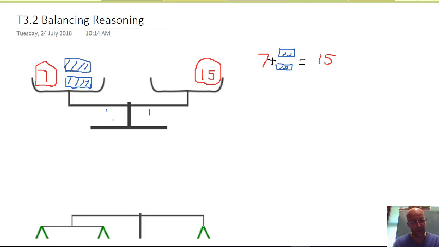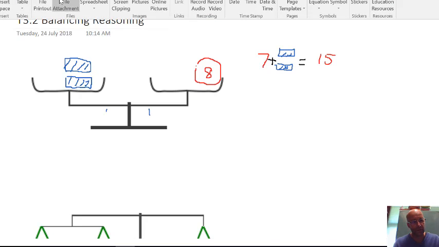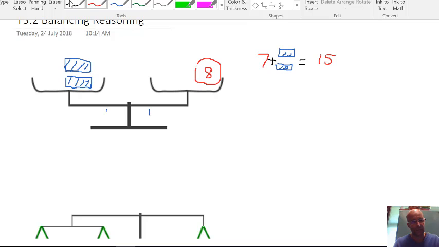I guess one way of doing it is just guess and check, but guess and check is rarely very efficient. So what else can we do? What if we took 7 units of mass, whatever they are, kilograms, and took that off? That wouldn't be balanced anymore. What do we have to do to balance it? Well, we have to take 7 off that side as well. So if that was 15, if we take 7 off, we've now got 8. So we have 2 identical blocks equals 8 units.